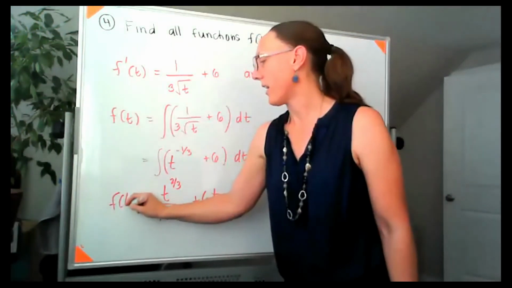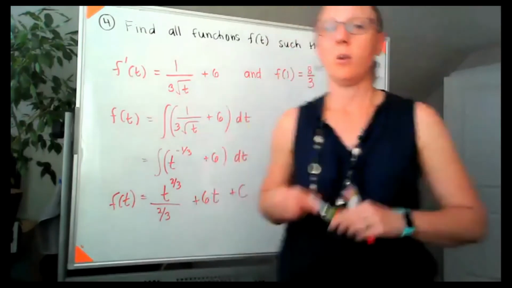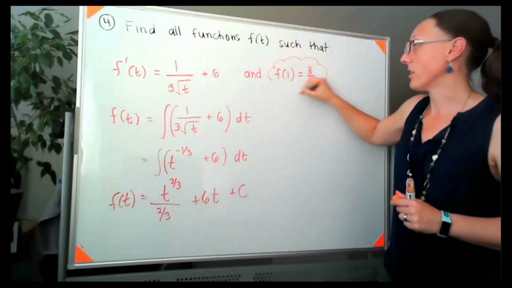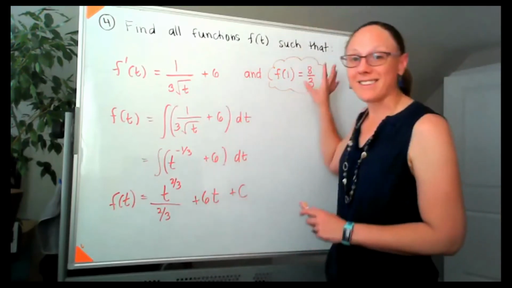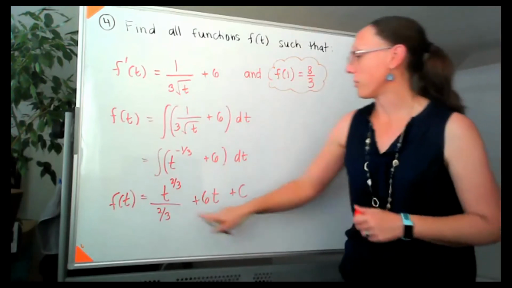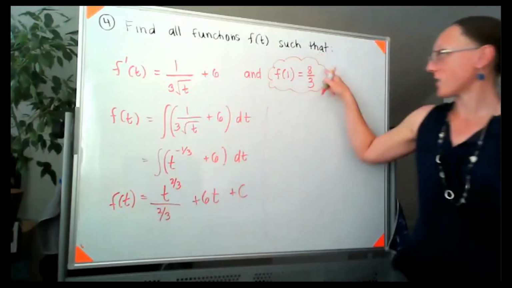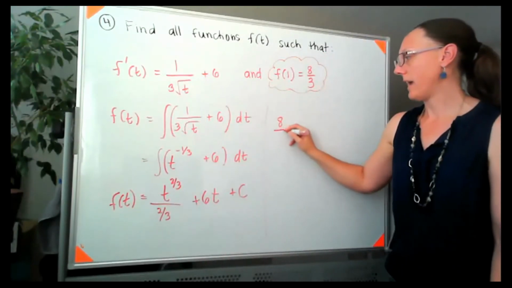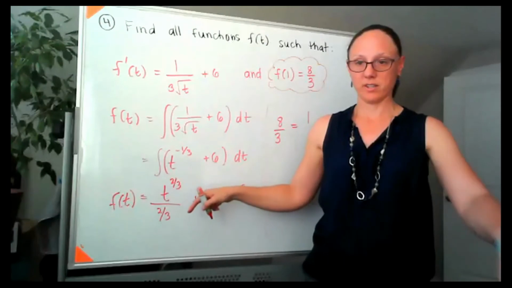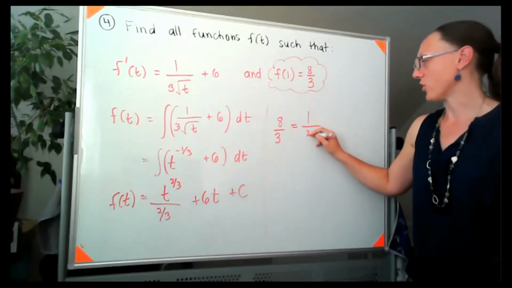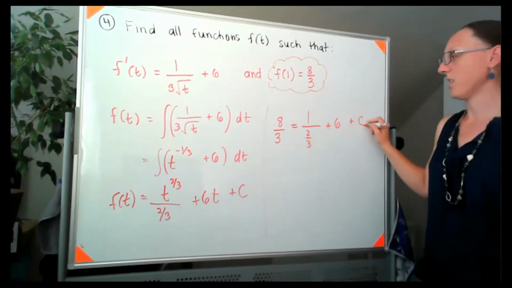So that's generically my function f of t. But we have more information than that. We have been given an initial condition, which is enough to let us solve for the value of c. So I'm going to take this initial condition and say, okay, when I plug in 1 for t, then my f of t is supposed to be 8/3. So 8/3 should be equal to 1. Well, 1 raised to the 2/3 is still 1. So 1 divided by 2/3 plus 6 times 1 plus a constant.